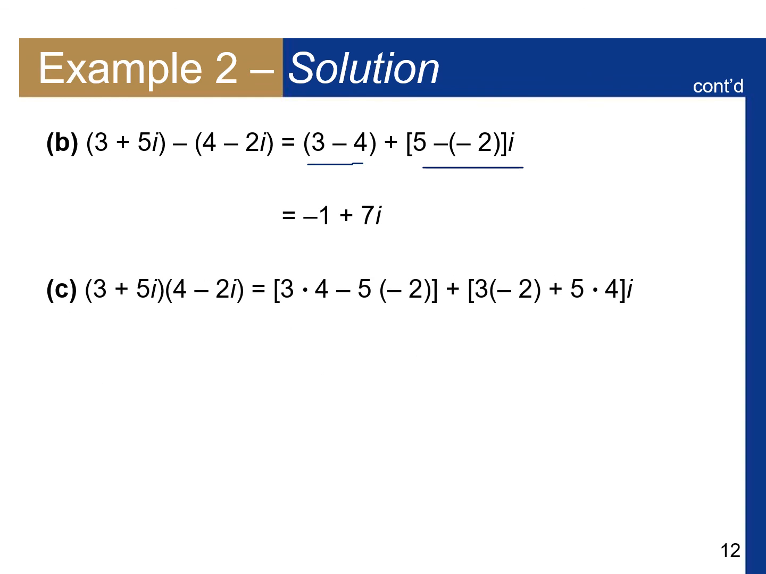Now in the next one, I am going to FOIL: 3 times 4, 3 times negative 2i, 5i times 4, 5i times negative 2i. Now I need to simplify, and I will get 22 plus 14i.